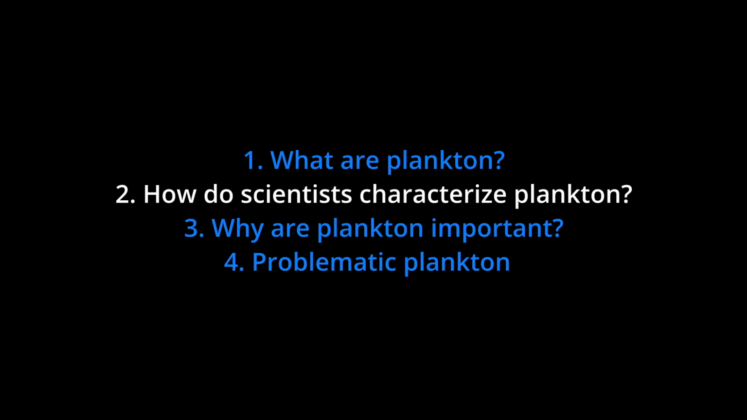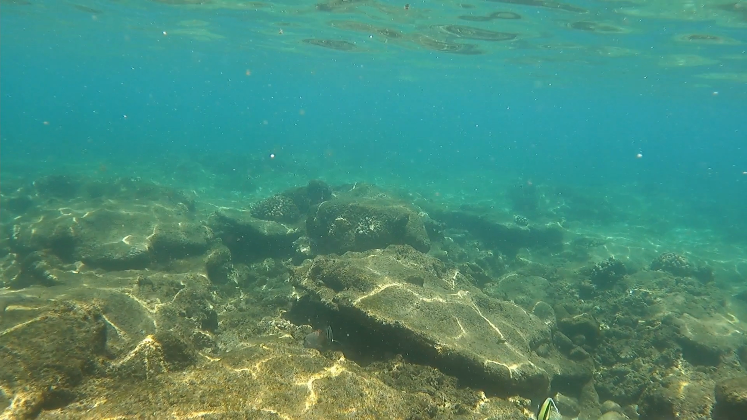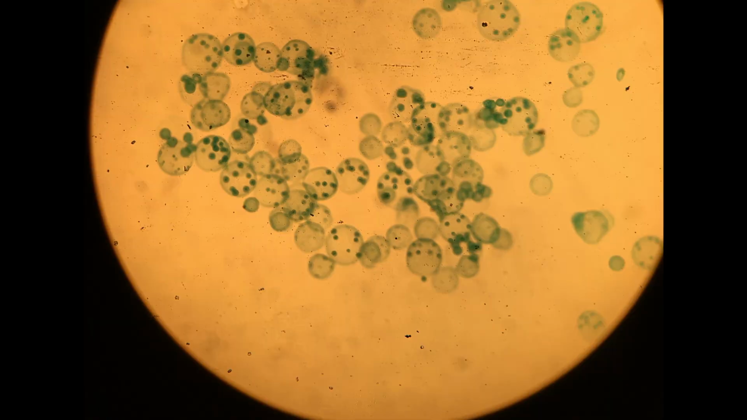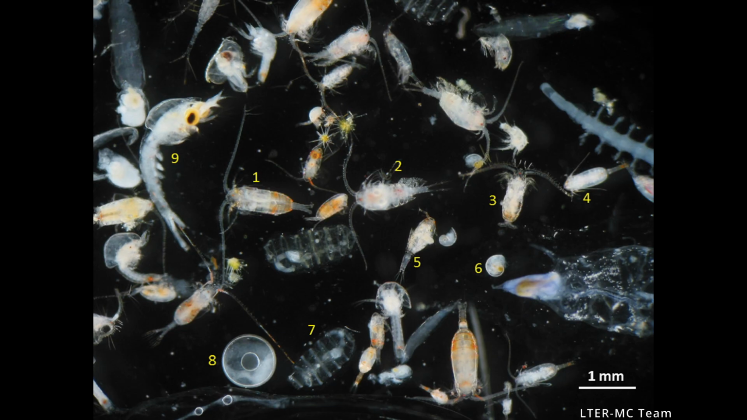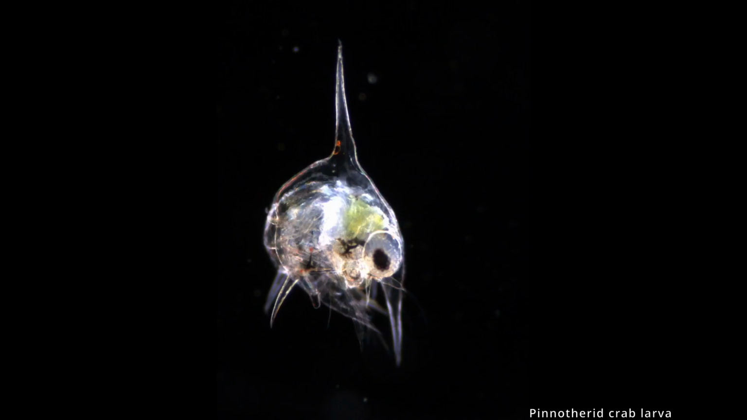How do scientists characterize plankton? There are 2 main types of plankton, phytoplankton and zooplankton. Phytoplankton refers to photosynthetic plankton, usually plants. Zooplankton refers to small animals, including krill and the larvae of larger animals. Zooplankton can be further classified into holoplankton and meroplankton.